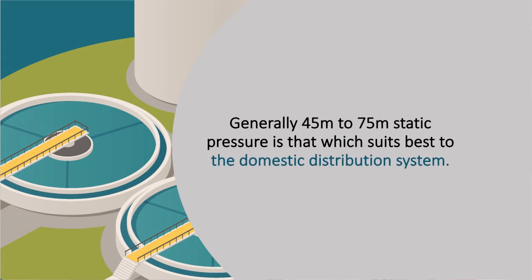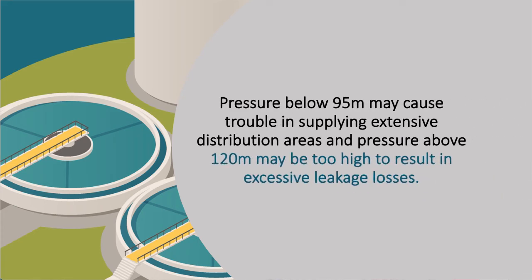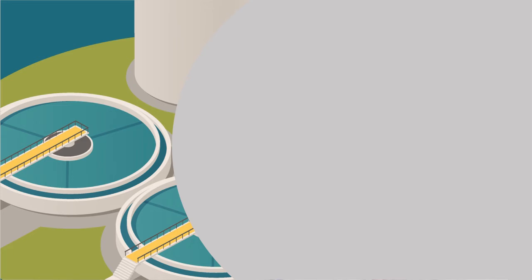Generally, 45 meter to 75 meter static pressure is that which suits best to the domestic distribution system. Pressure below 95 meter may cause trouble in supplying extensive distribution areas, and pressure above 120 meter may be too high, resulting in excessive leakage losses.